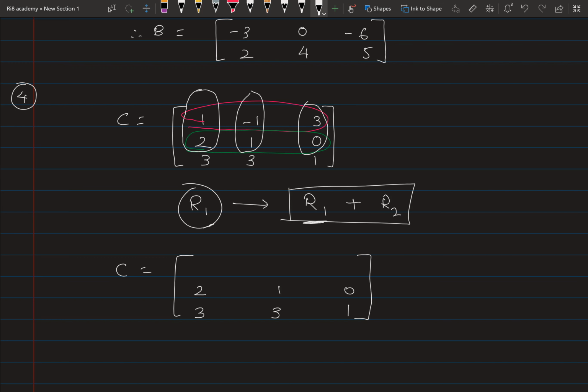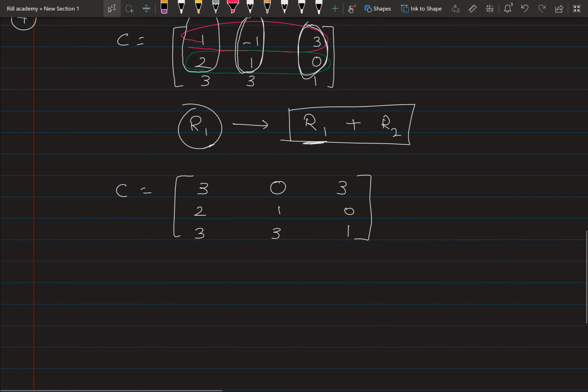So addition of 1 and 2. We have 1, we have 2, so the addition is 3. That is written in the place of R1. Addition of this, minus 1 and 1 is 0, will be written in R1. Whatever addition we do, we write at the corresponding locations. So addition of 3 and 0 is 3, which will be written over here.